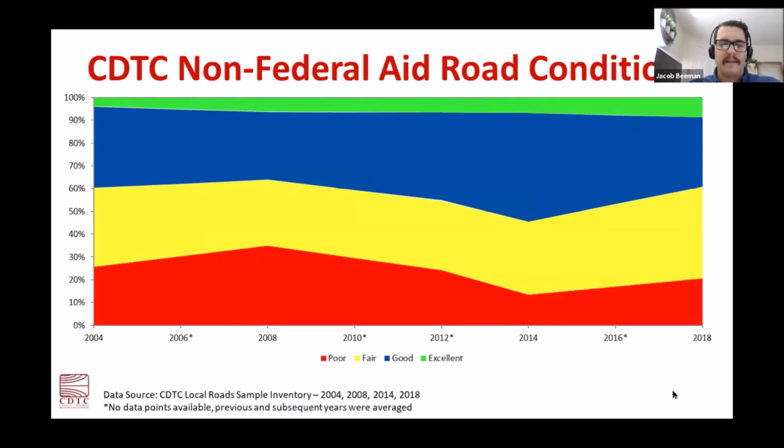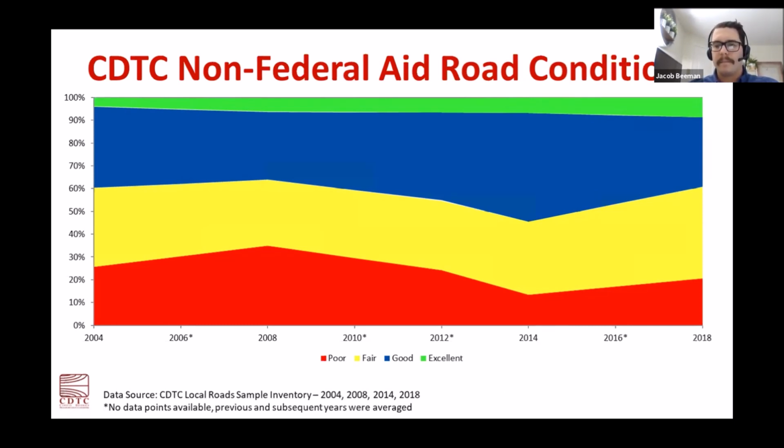So in this case, we have seen a slight decrease in poor pavements over the past 16 or so years since we started our local pavement inventory. So slight improvements, but overall our non-federal aid roads are in the poorest condition out of all the roadway systems that we evaluate internally at CDTC. So right now, if you look to the end, at that 2018 value, that red band at the end, about 21% of local non-federal aid eligible pavements are in poor condition as of our last evaluation.